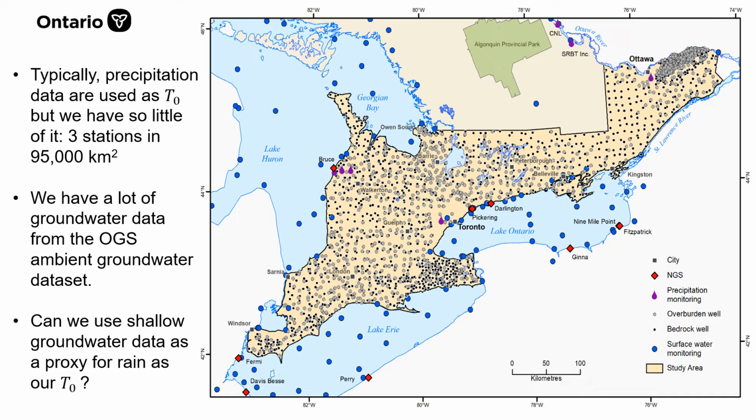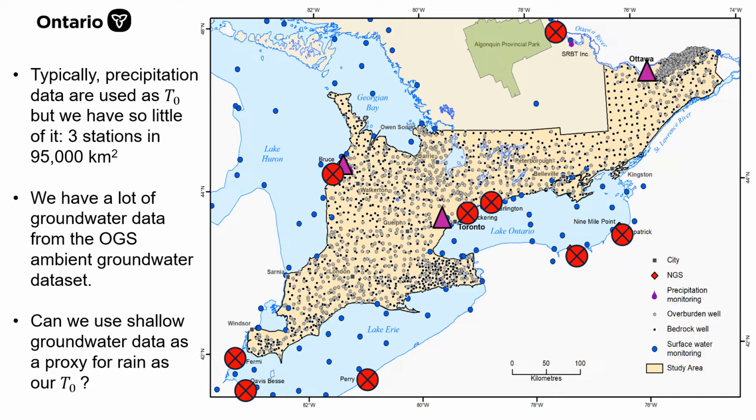So our study area is 95,000 square kilometers, comprising southern Ontario, and typically a precipitation input function is used for this type of groundwater age dating that we're conducting here. However, we have so few precipitation monitoring stations, and they are shown as purple triangles, relative to point source nuclear generating stations, which are shown as red circles.